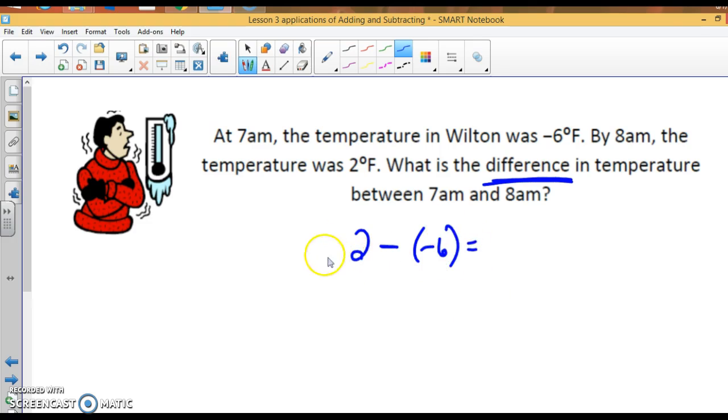The difference between the two temperatures, and you always put the bigger number first. This is a subtraction problem. So when we do subtraction, remember we change it to add the opposite. Make 2 marks. Plus positive 6. 2 plus 6 is 8 degrees difference.